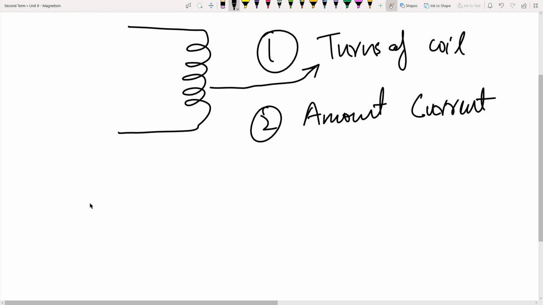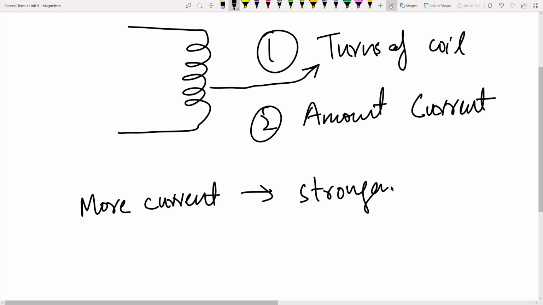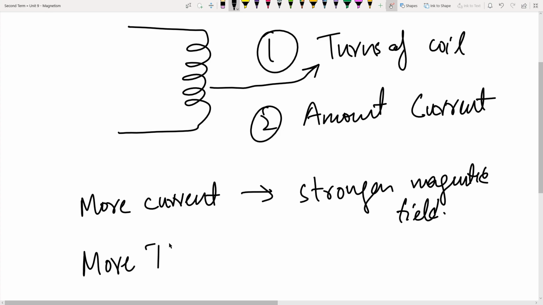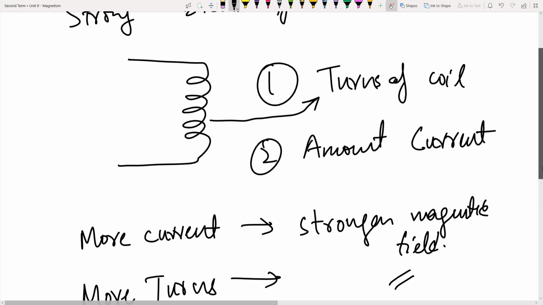So if I say more current, if the current increases, that means a stronger magnet, right? A stronger magnetic field will be generated by the electromagnet. And number two, if more turns, that will also result in a stronger magnetic field, right? So these are the two factors that are there.